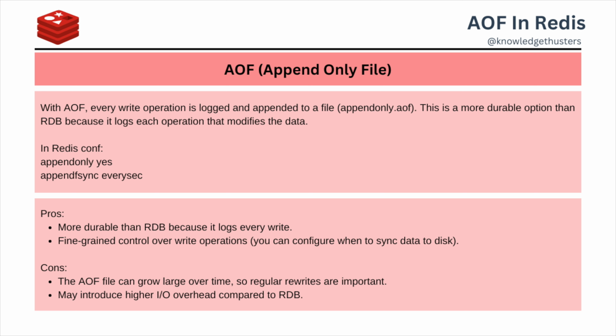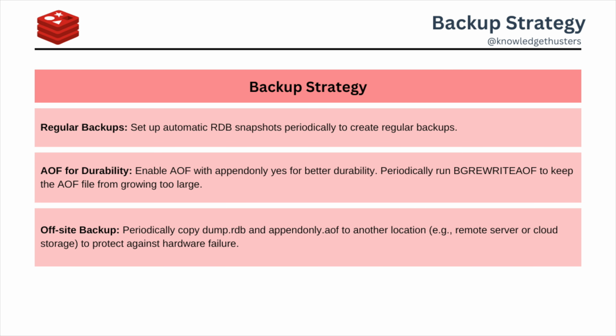The third option is a combination of RDB plus AOF file. So for taking backup of your data, you can apply a strategy where you use regular backups as well, apply RDB snapshots periodically, and apply AOF as well for durability. To maintain AOF, you just need to periodically run BGREWRITEAOF so that its file size does not increase.